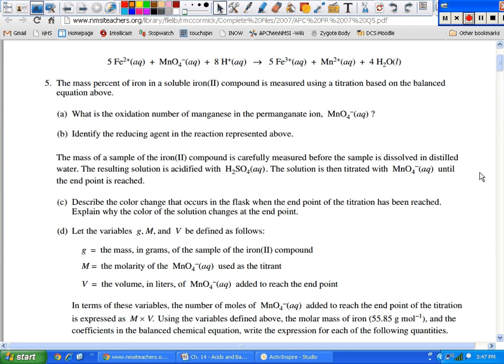When writing it in Japanese, that's probably the best way to go about it. Okay, oxidation numbers. Hopefully you should know.